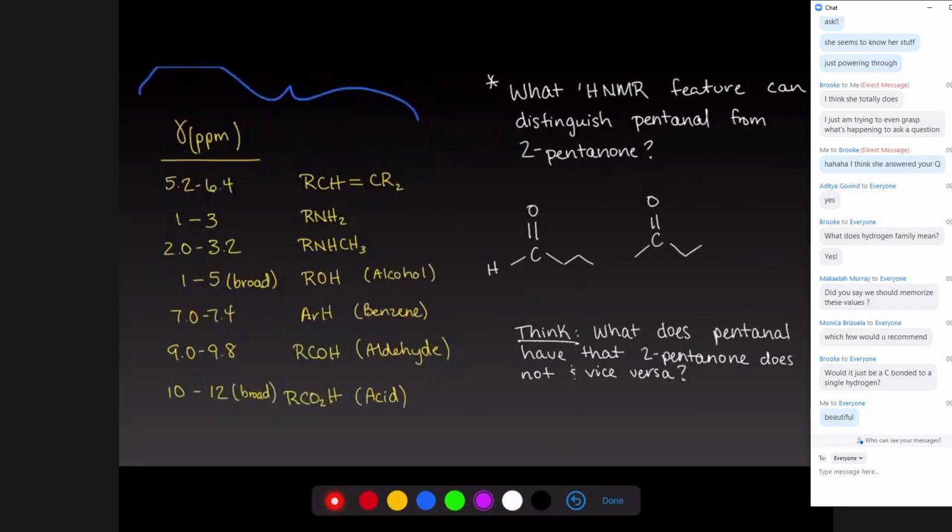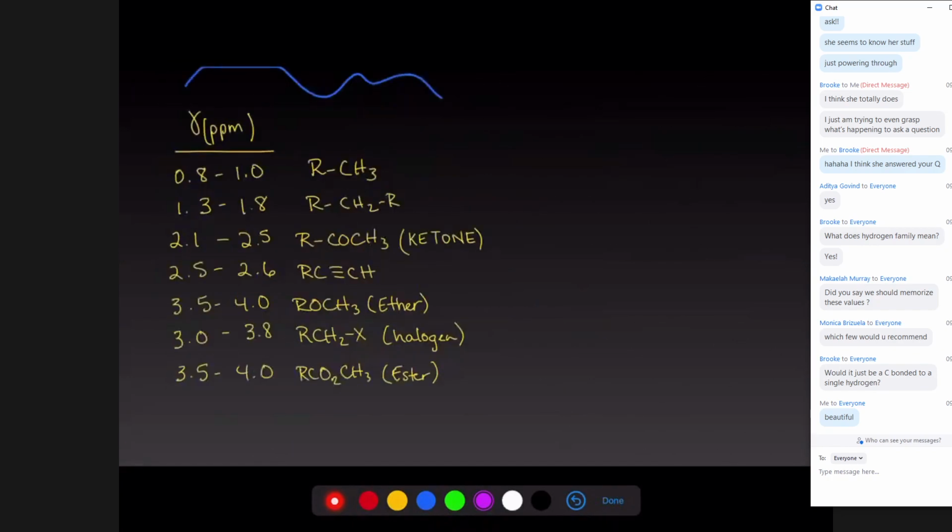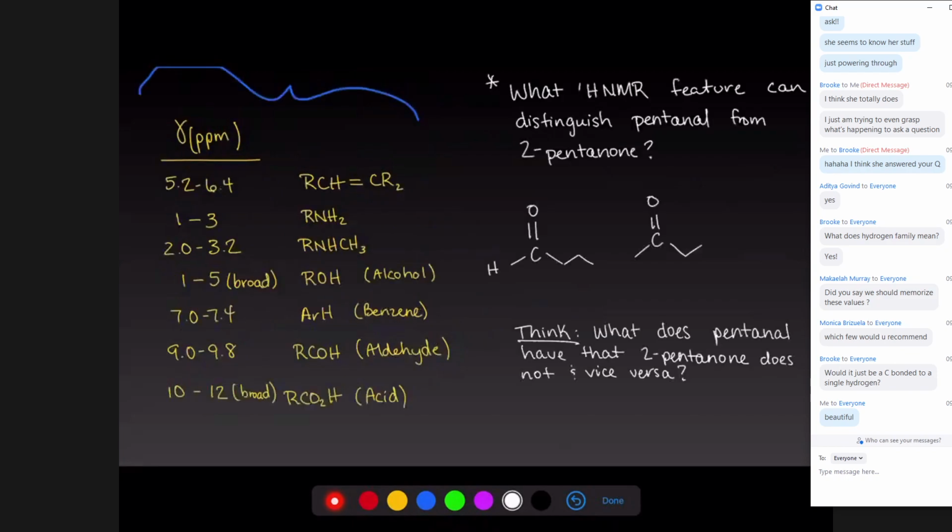Okay, someone said, which ones would I recommend learning? My advice would be learn the ones that you don't know. Meaning, if you know for sure alcohol, I think alcohol is always the easiest thing to learn because it's so different from all the other molecules.